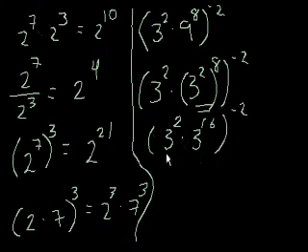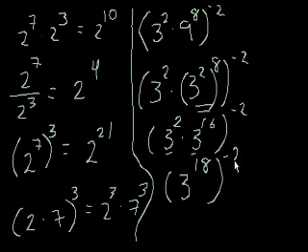Now we can use the first rule. We have the same base, so we can add the exponents, since we're multiplying them. So that equals 3 to the 18th power, right? 2 plus 16, and all of that to the negative 2. And now we're almost done. We can once again use this multiplication rule, and we could say this is equal to 3 to the 18 times negative 2. So that's 3 to the minus 36.